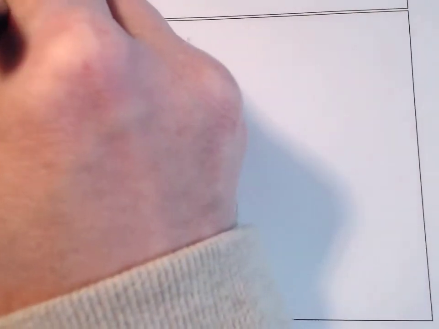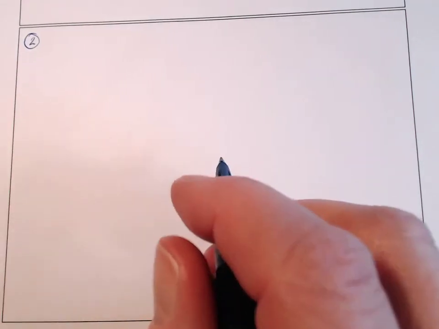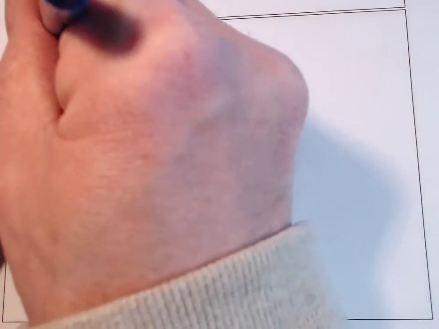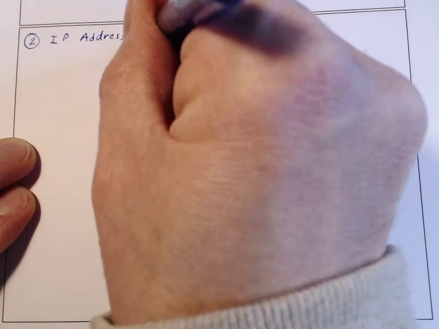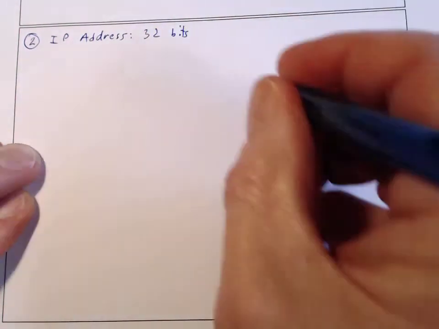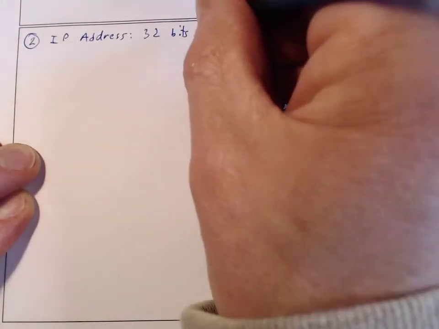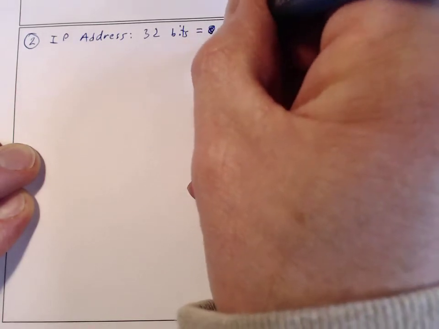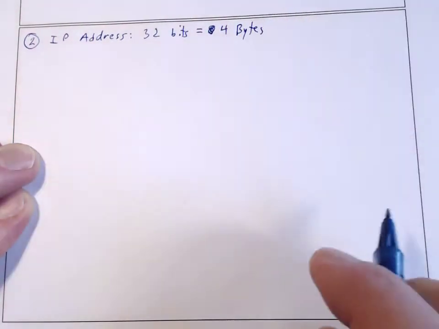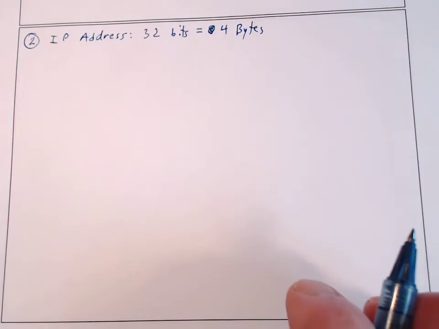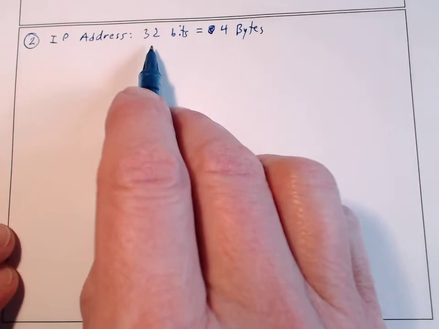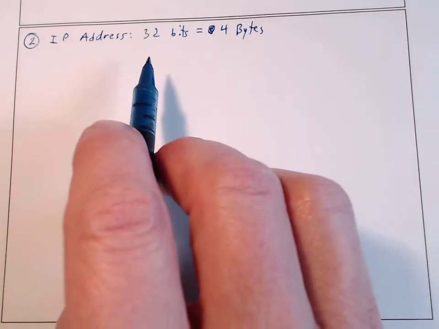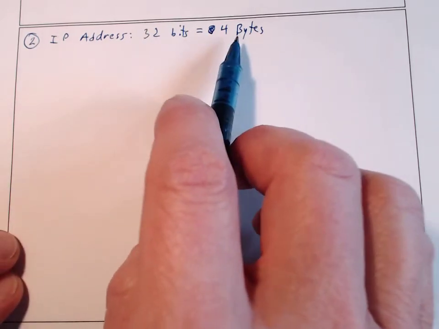I will just remind you that we have an IP address, and that's 32 bits, which is also 4 bytes. And we can convert the 32 bits into decimal values 1 byte at a time.